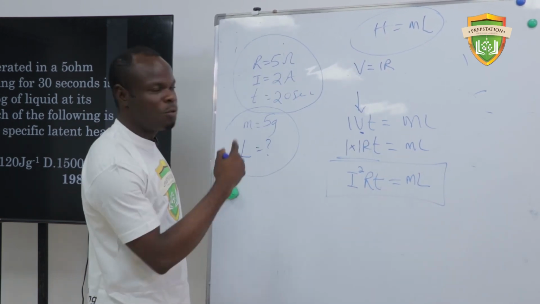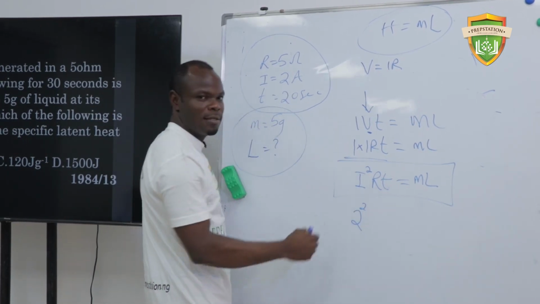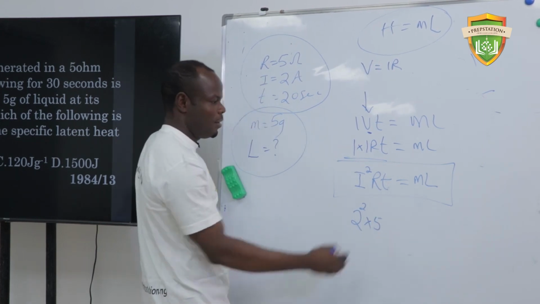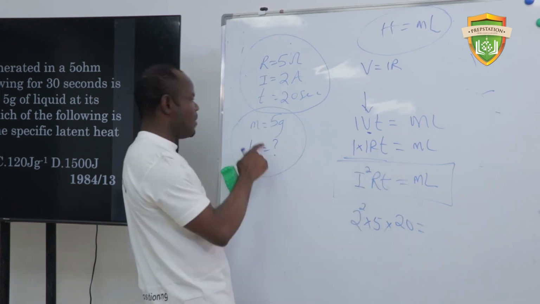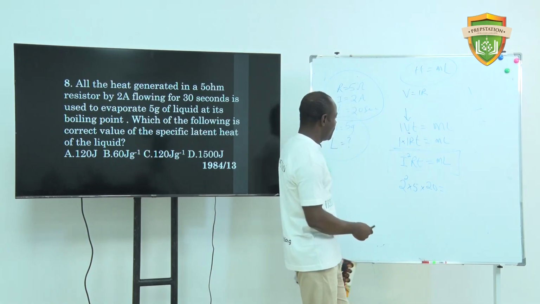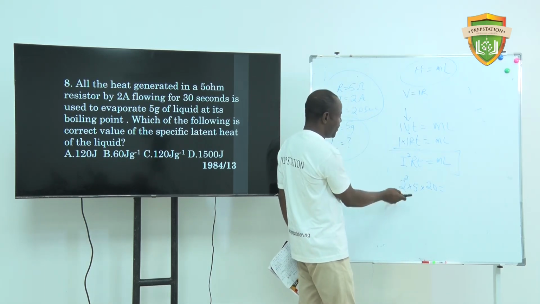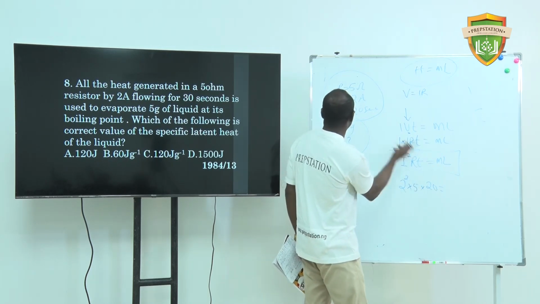So what do we do? Substitute the value. I squared. Your current is 2. I drop it there, squared. What's your resistance? 5. I drop it there, that's 5. Then your time taken is 20 seconds. You drop the 20. What's the mass giving? 5 grams. So, with what we have here, we have the current 2, that's 2 amperes. The resistance is 5. The time taken, 20.